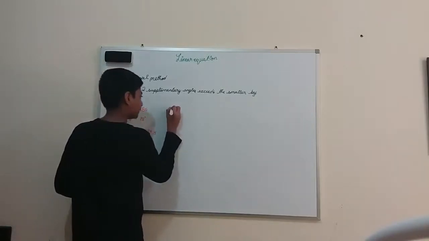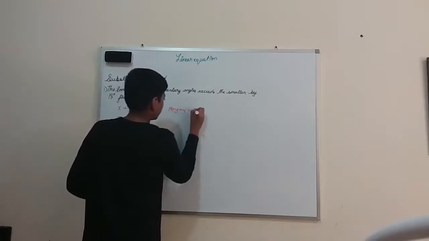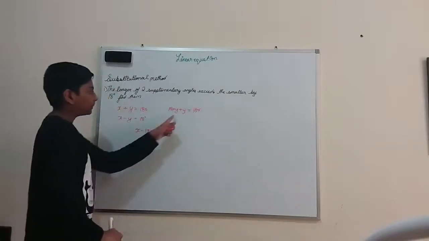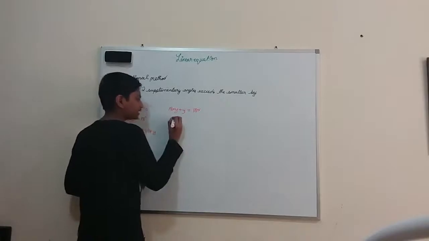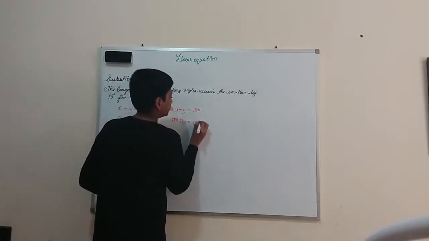So 18 plus y is equal to 180 degrees. Okay, so plus and plus will give plus 2y. So 18 plus 2y is equal to 180. So now we got it.